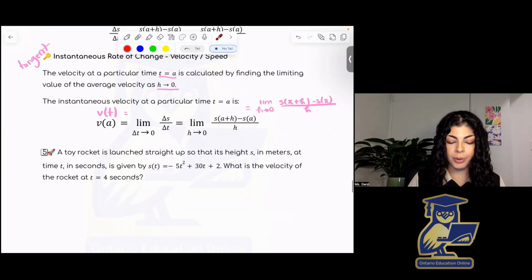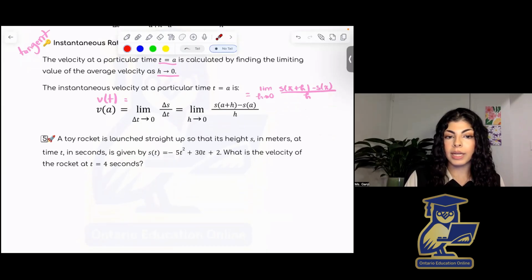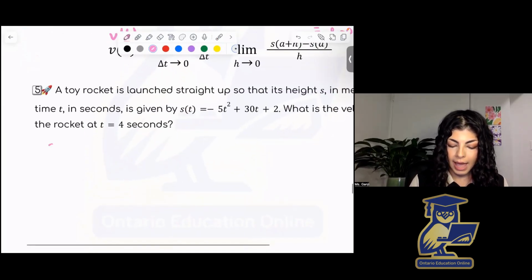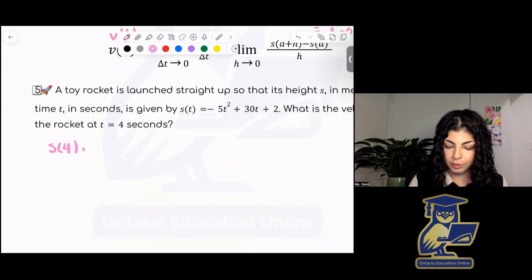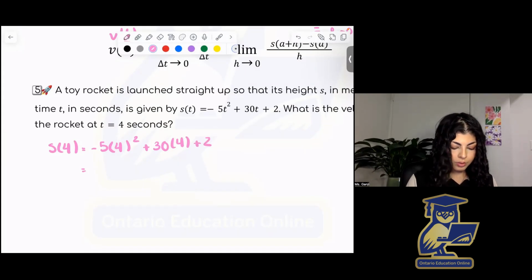So let's look at an example specifically with movement, where a toy rocket is launched straight up so that its height s in meters at a time t in seconds is given by the following function. And we're asked what the velocity is at time t equals 4 seconds. So here, first we want to find s of 4. So substituting into our equation, okay, so I'm just going to try this.